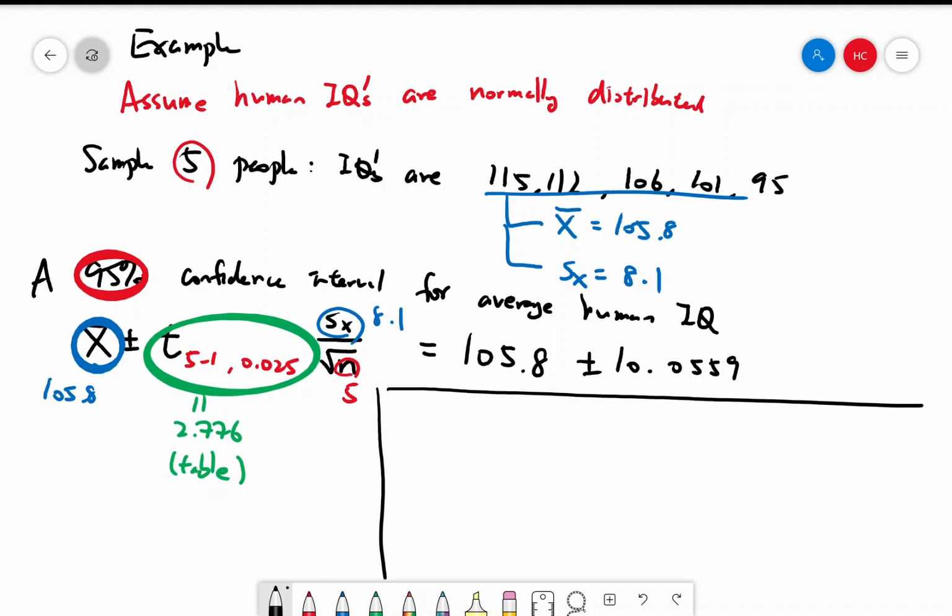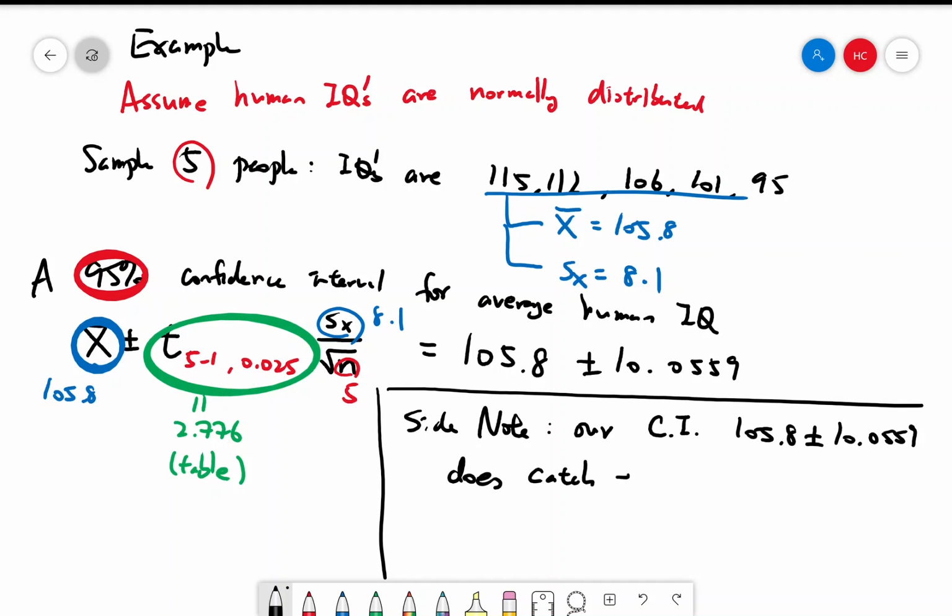Let's recall that the purpose of a confidence interval is to catch the true value of the population mean. In fact, our confidence interval, 105.8 plus minus 10.0559, does catch the true value of the population mean, which turns out to be 100. So it's a good thing that our confidence interval works.